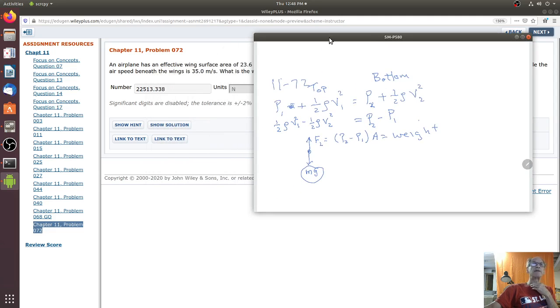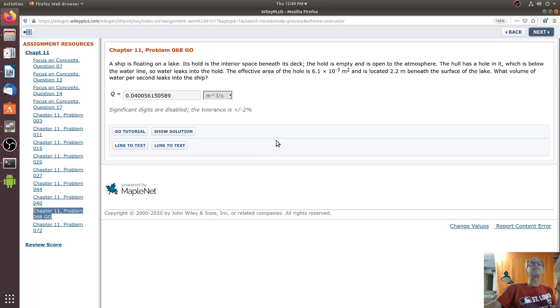Then you need the density of air. That's in your book somewhere. It's about 1 kilogram per cubic meter. So this rho here is the density of air. If you want to get exactly their answer, you might have to use a closer value given in the book. All right, that's how that problem goes. Let's look at this one.